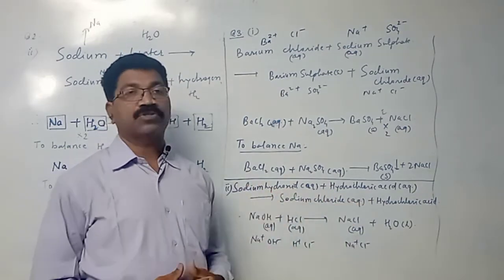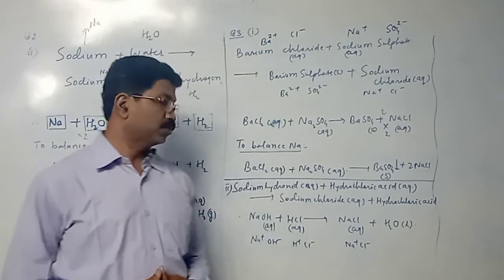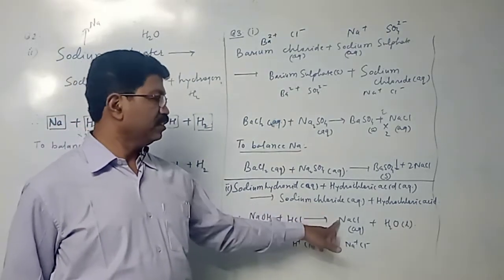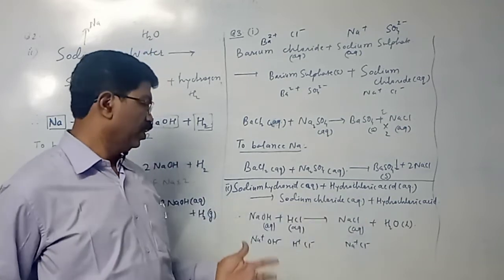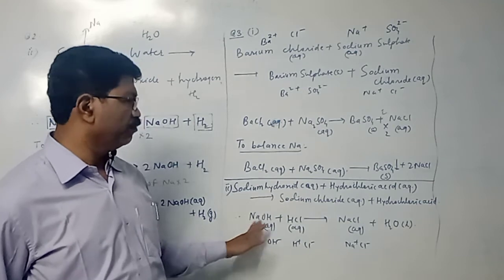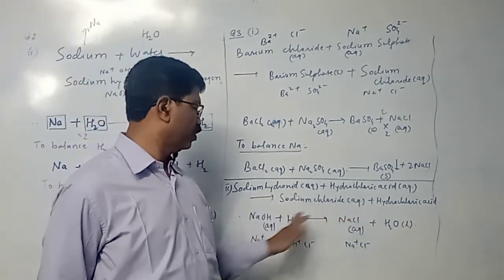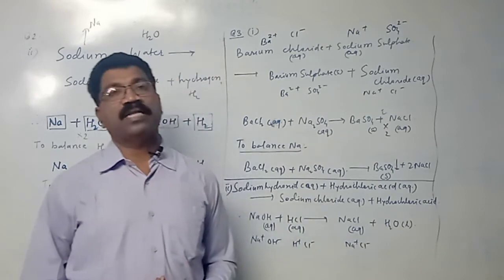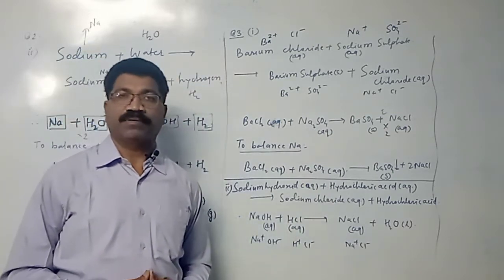So this reaction is also called a neutralization reaction. You can write here NaOH aqueous plus HCl aqueous gives us NaCl aqueous plus H2O. In this way you can obtain the balanced chemical reaction. It itself is balanced. You can check: sodium 1, sodium 1, chlorine 1, chlorine 1, hydrogen 2, hydrogen 2, oxygen 1, oxygen 1. So this is the balanced chemical reaction.